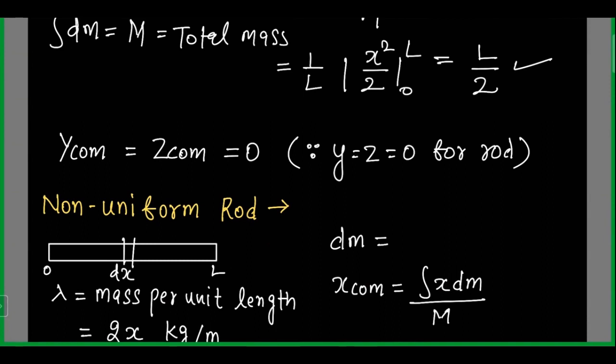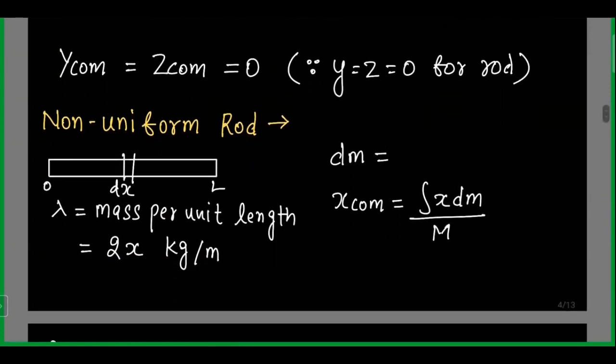Now I want to extend the same logic for non-uniform mass. Now your rod does not have the same mass throughout, but your rod has a non-uniform mass, meaning somewhere the mass is more.